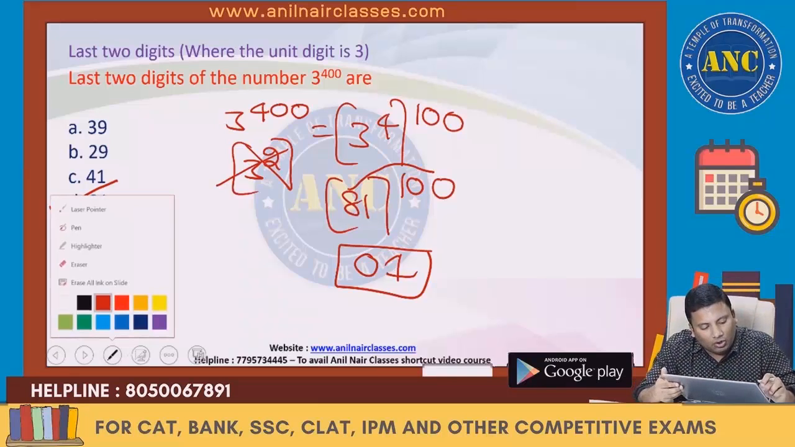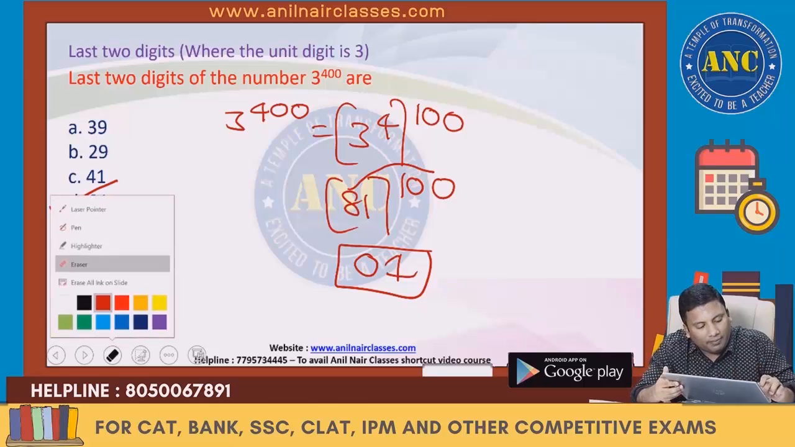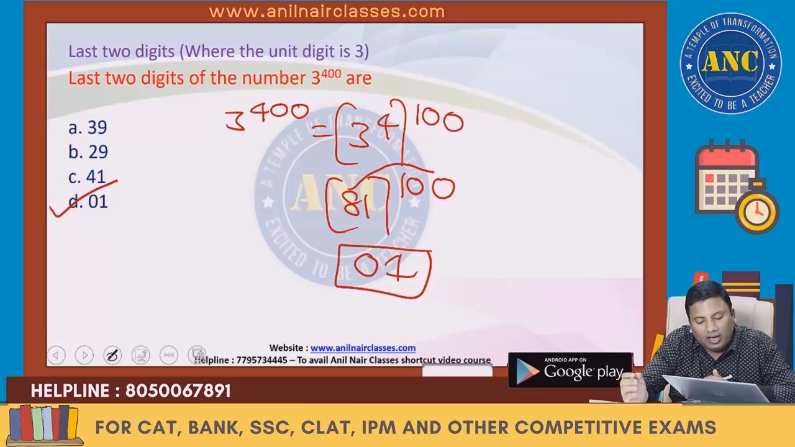You don't need to do 3 square also. 3 power 4 power 100. 3 power 4 is 81. 81 power 100. 1 power any number is 1. 8 zeros are 0. 0, 1.